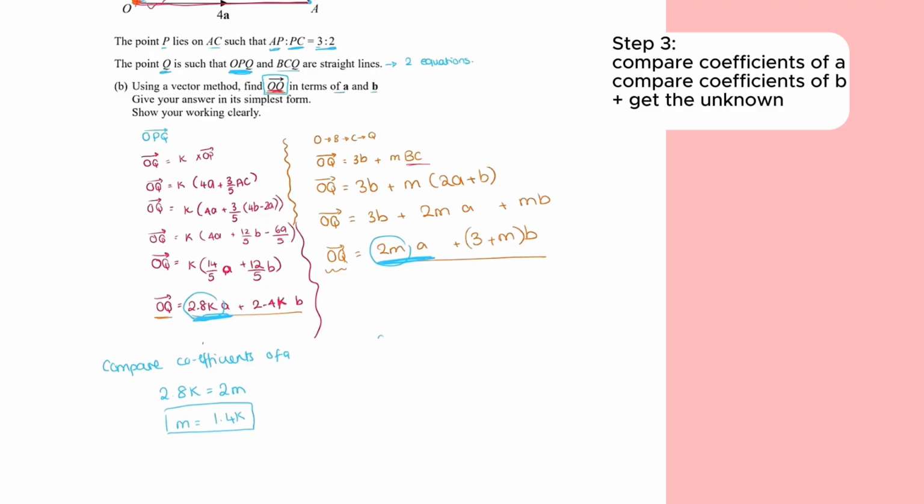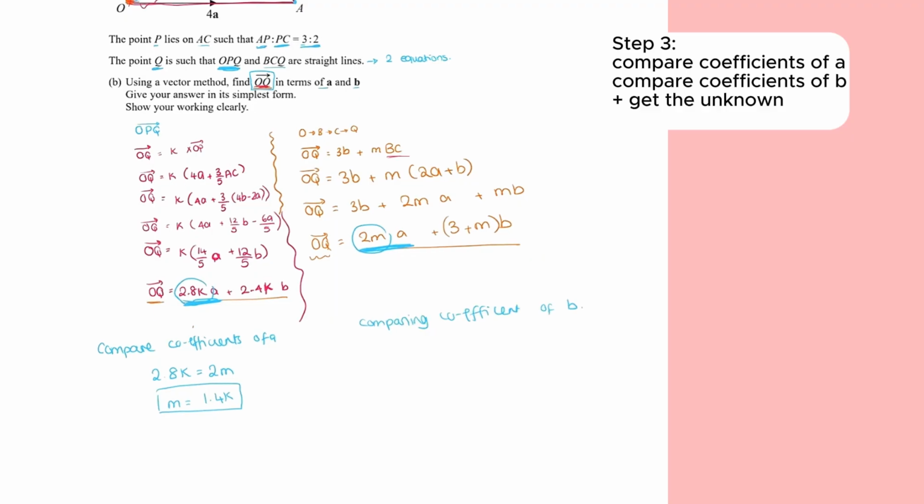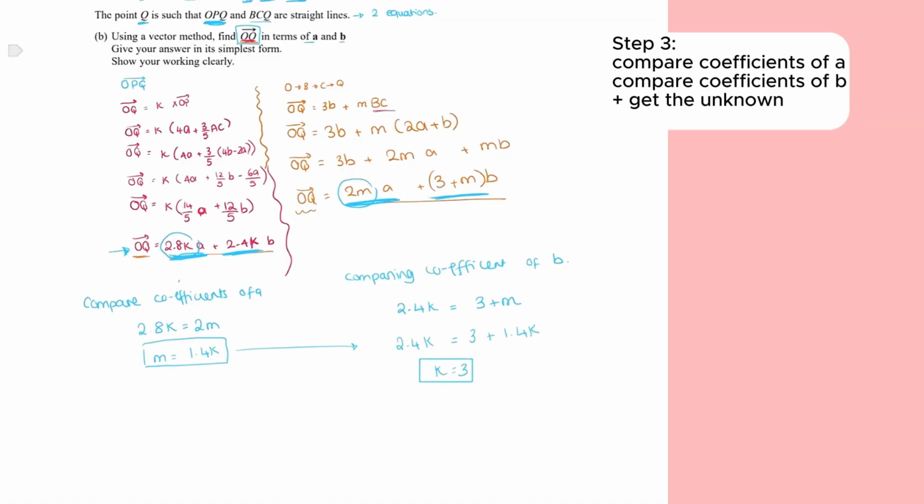Now, let's compare the b's. So looking at the b's, I've got 2.4k here and 3 plus m. So 2.4k equals 3 plus m. Let's put m into this equation. So I've got 2.4k equals 3 plus 1.4k. And if I rearrange, I get k equals 3. Now that I've got k equals 3, I can then put it in to get OQ.